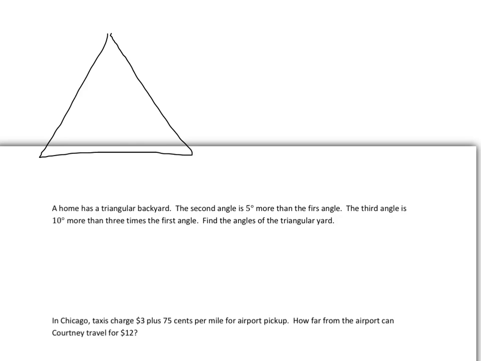Now, we go on to see that the second angle is 5 more than the first, that should probably be a T on the end of that, the first angle. The third angle is 10 more than 3 times the first angle. Find the angles of the triangular yard. So notice, we're comparing the second angle to the first angle. We're comparing the third angle to the first angle as well. So let's let x be our first angle. And that's the little symbol for angle there.